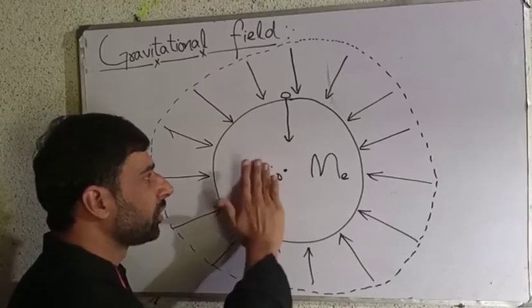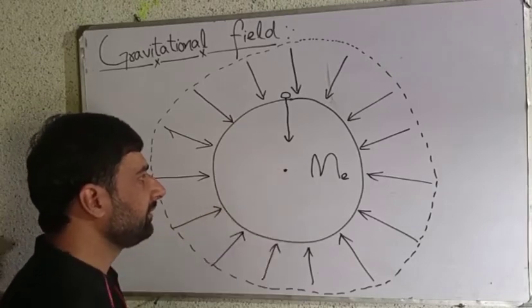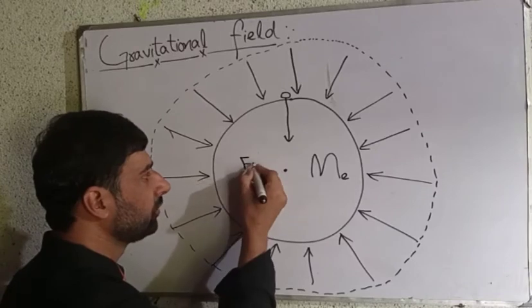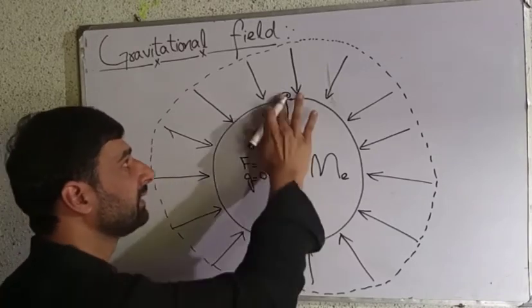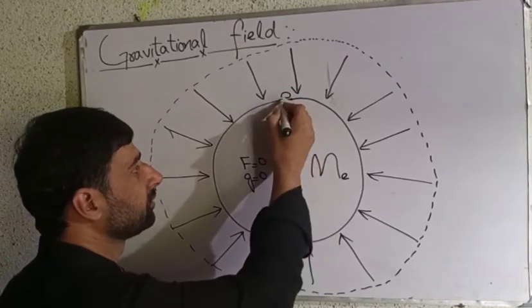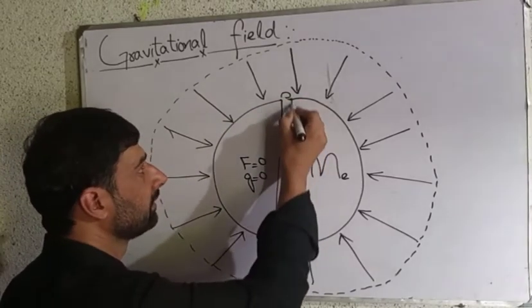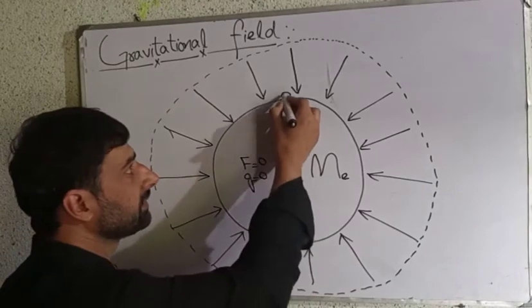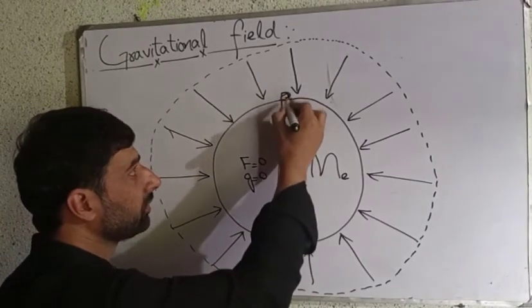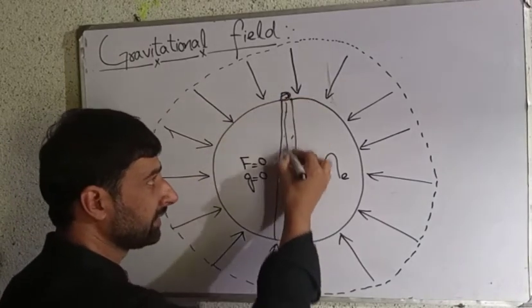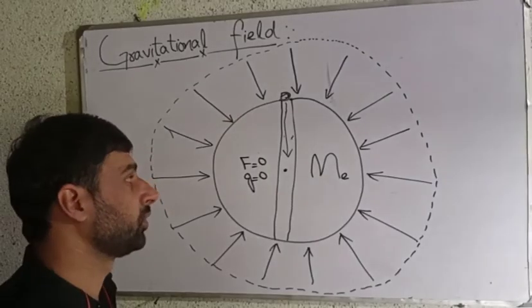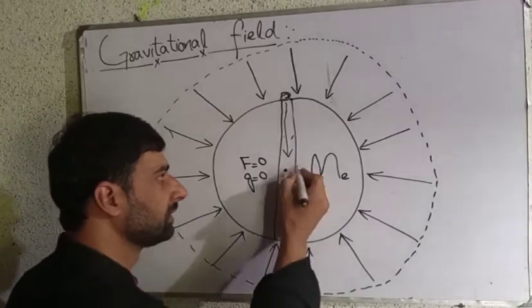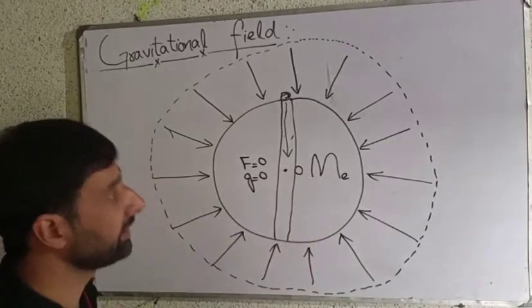One very important question: if an object is allowed to move towards the center of Earth, let's say a pipeline is provided to this object in this way and it is allowed to fall down, then it will fall down because Earth is attracting it towards the center. But will it stop here? It will not stop at this point O, the center of Earth, but it will carry on its motion.